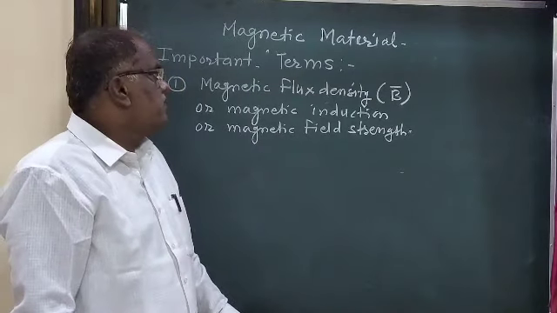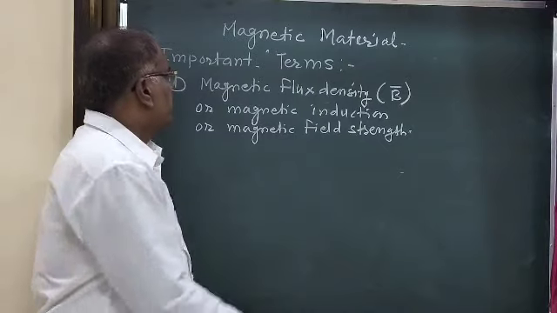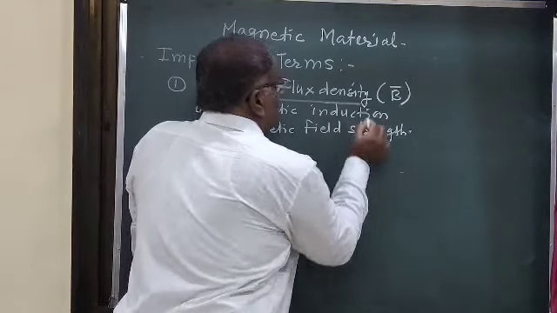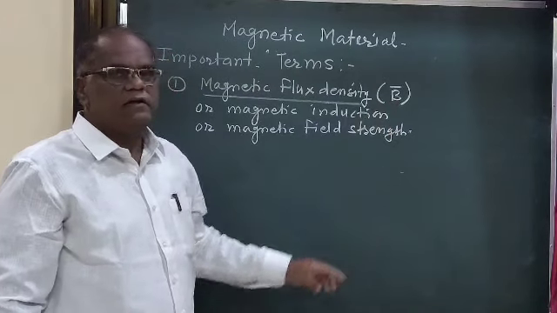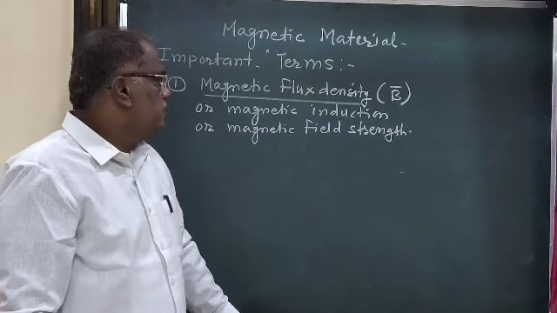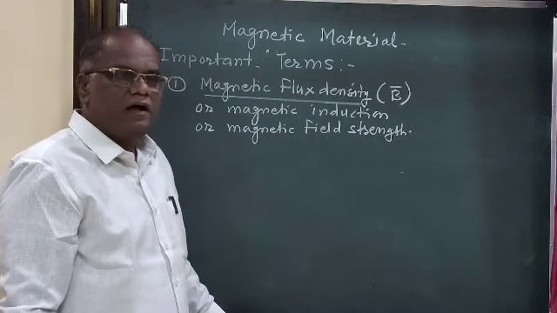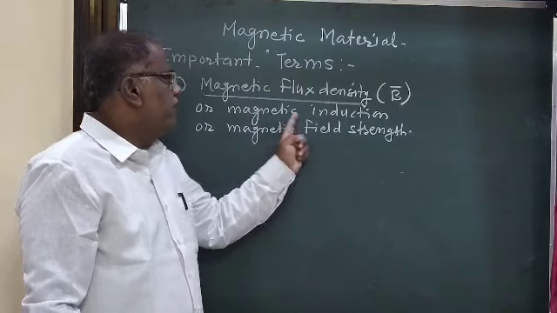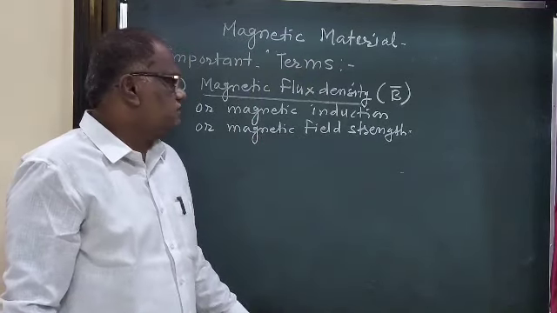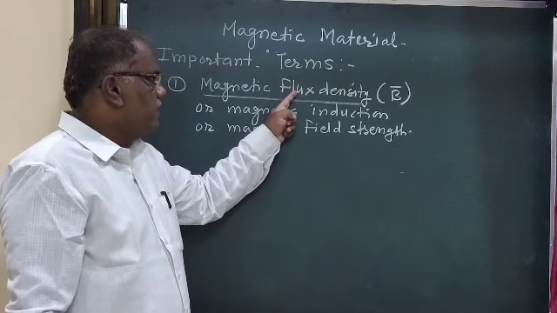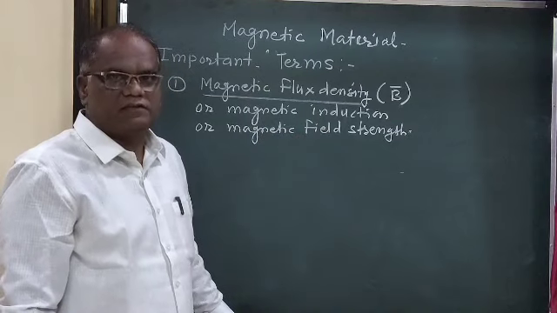Let us see some important terms usually in these chapters. First, magnetic flux density. It is denoted by vector B, capital B. It can be expressed as magnetic induction or magnetic field strength. Magnetic flux density means magnetic induction, means magnetic field strength.